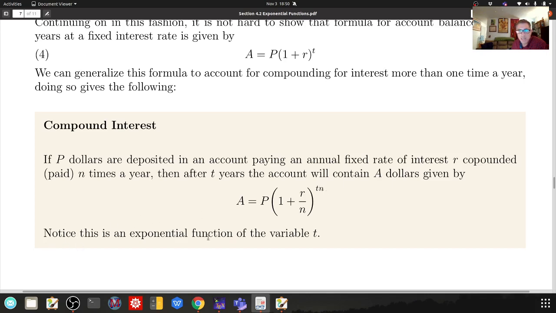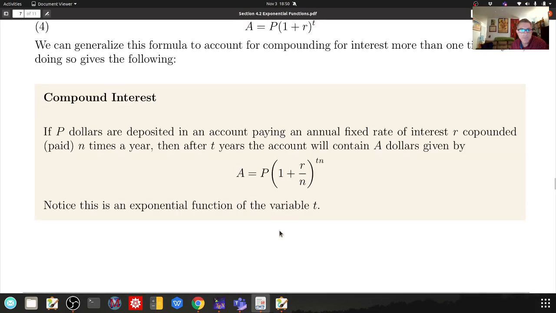So this is an exponential function of the variable t. The number n is given, it's fixed. The rate is fixed, and we can compute it using the variable of t. How much will I have after 20 years? T is equal to 20, etc.